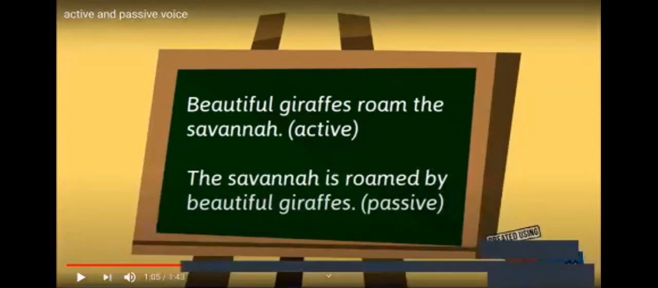So what we do is we bring the savannah to the front, as that's the object, and it tends to be the subject of the action. Okay, is roamed, we put the verb to be, is roamed by beautiful giraffes. So the subject ends as the object doing the action. Okay, that's the passive part. Let's go with the next one.